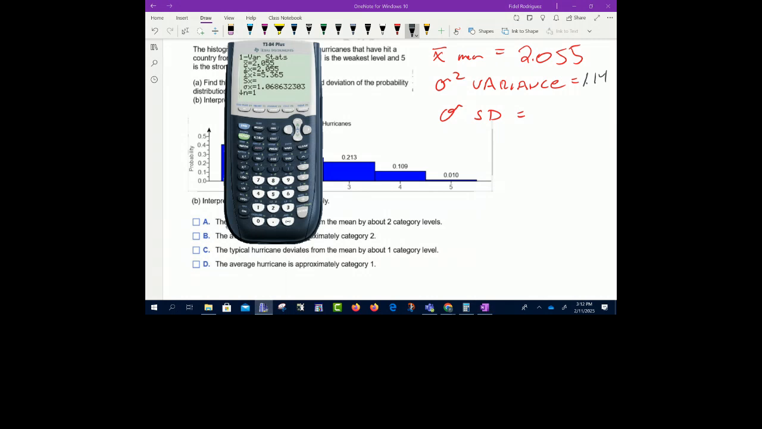Sorry. On the variance, they usually ask you to round to something. But on the mean, they don't. And then on my standard deviation, they usually ask me to go, I think it's 2 decimal places. So if I was going to go 2, y'all, I'd write 1.07. Okay.